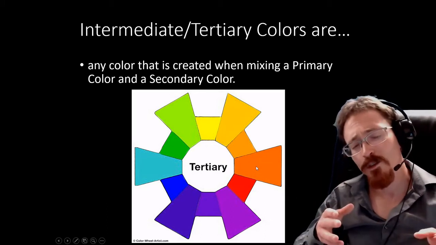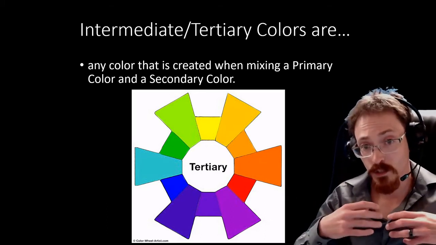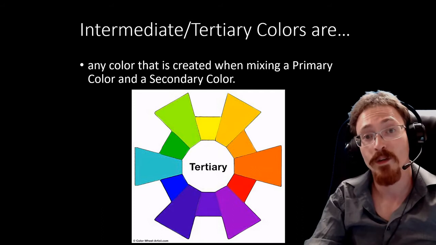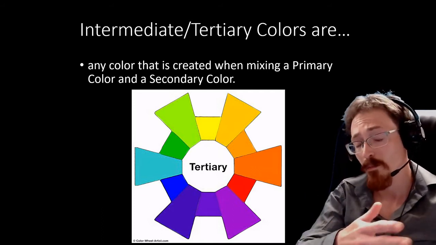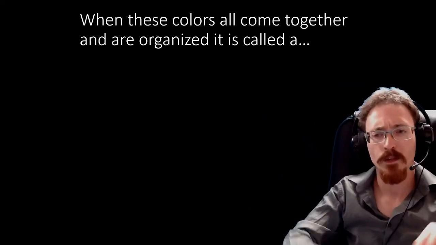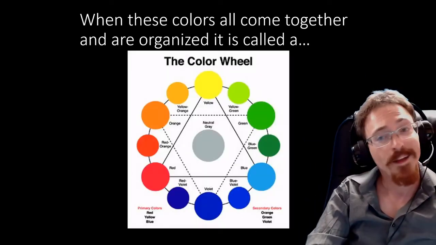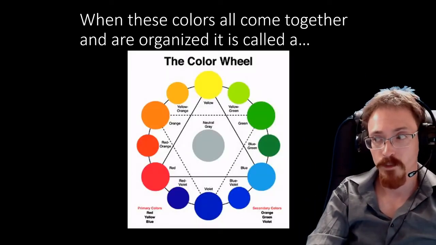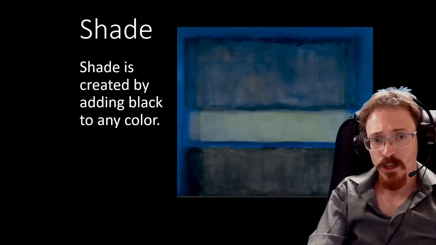So that's how you create colors using the color wheel, and how you can determine what colors make up those colors. So whenever all these colors come together in a pretty little wheel, and I've already said this, it creates a color wheel. Now there are other classifications of colors.